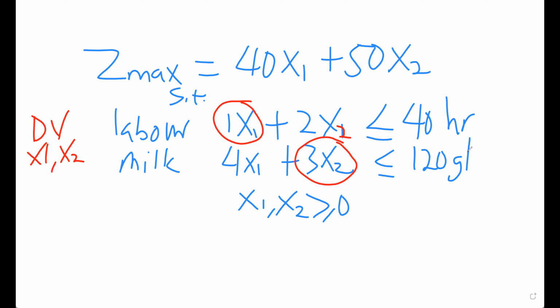There are two main constraints, but there is also the non-negativity constraint. The first to draw is the non-negativity constraint. So how do you do that?